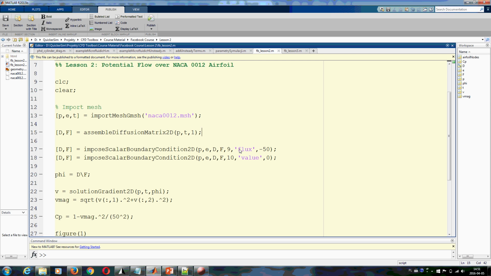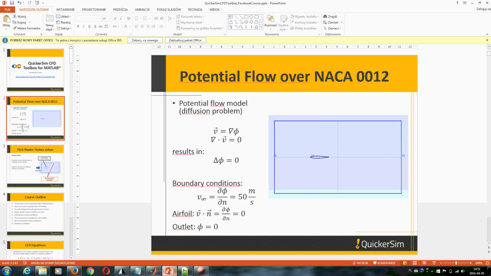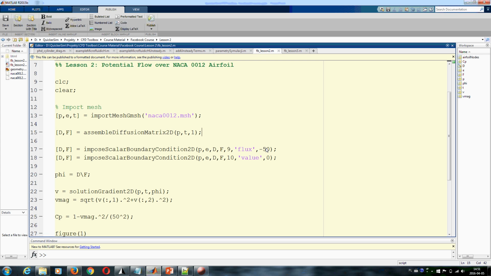And we want to specify Neumann boundary condition, which is called flux in our CFD toolbox. Please notice that you want to have 50 meters per second in this direction, so from left to right, whereas the normal vector always points out of the domain. So for having plus 50 meters per second along the x-axis, we need to specify boundary condition minus 50.